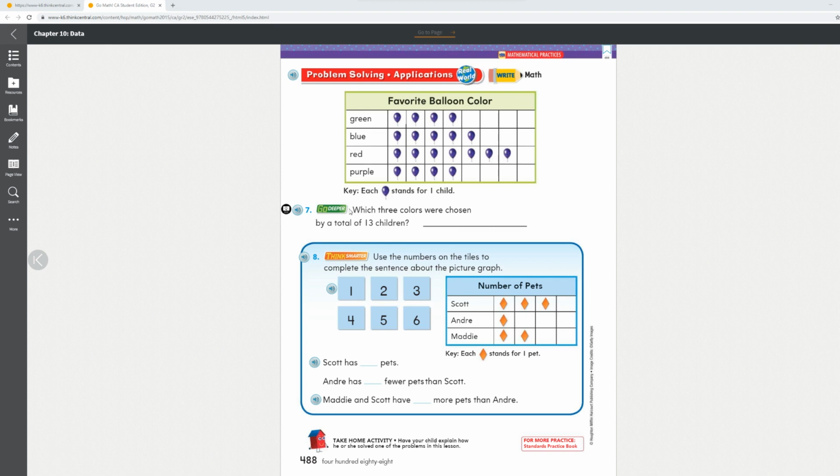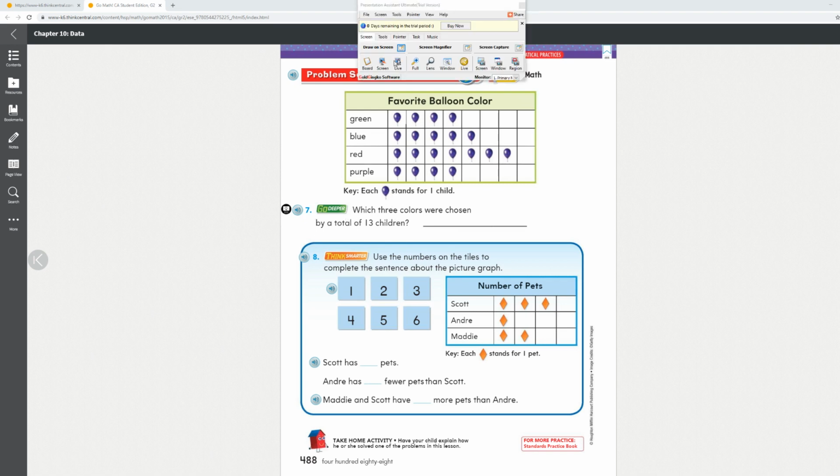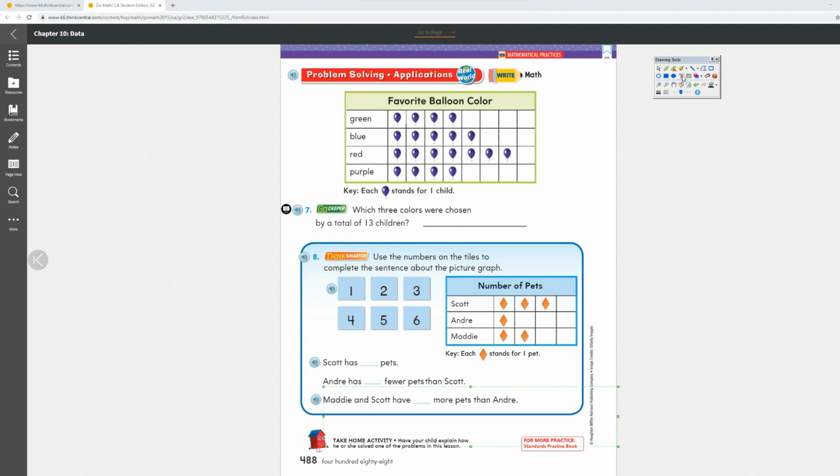Well, actually, it's good habit to figure out the totals before we even go to the question. So let's do that. Let's go ahead and count each balloon for each category. For green, we have 1, 2, 3, 4. So let's write the number 4 next to green. For blue, we have 1, 2, 3, 4, 5. For red, we have 1, 2, 3, 4, 5, 6, 7. And for purple, we have 1, 2, 3, 4. 4 children for purple. Because remember, each balloon stands for 1 child. Now we can go to the question.